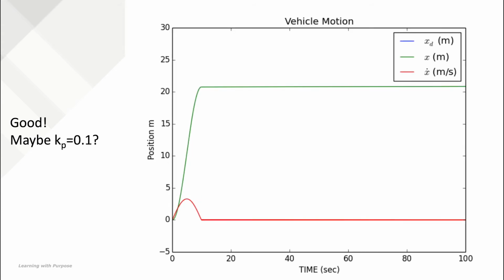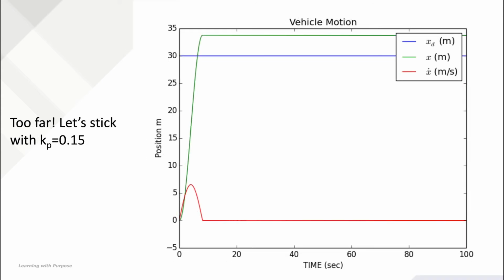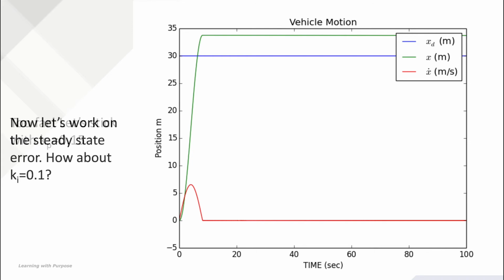Well, at 0.1 we never actually get to the 30 value here. So if you don't get to your desired value with your Kp, then you're probably not going to get there with Ki or Kd either. So maybe we go back to 0.15 and start tuning Ki and Kd. So let's get rid of that steady state error there.